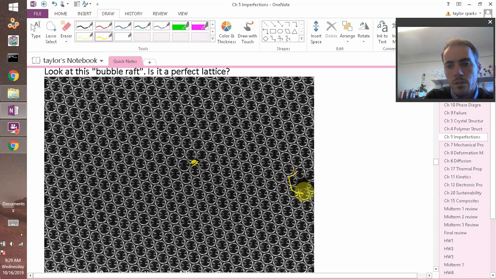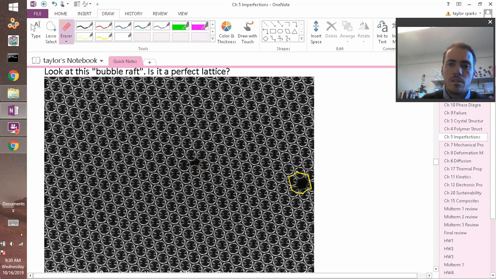You've got this hexagonal pattern going around it, and it's a hexagonal lattice. But here, take a look at this, it's not that. It's now a pentagon. So something's wrong here. Some sort of defect is at play. What's happening here is there's a line defect.